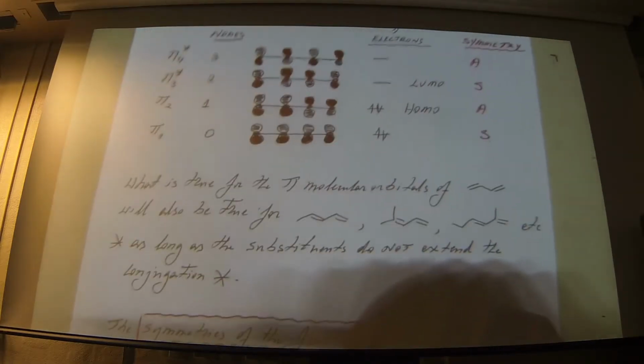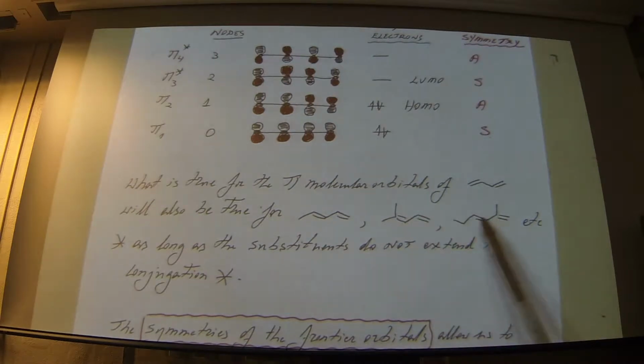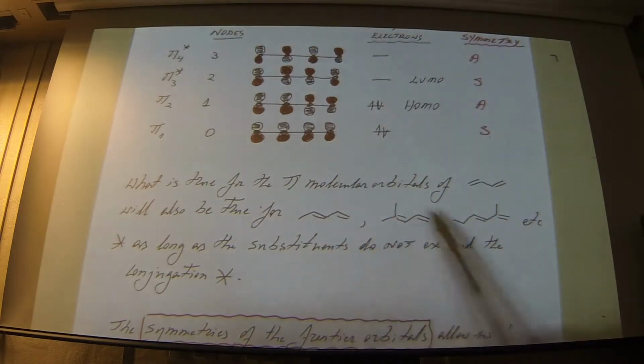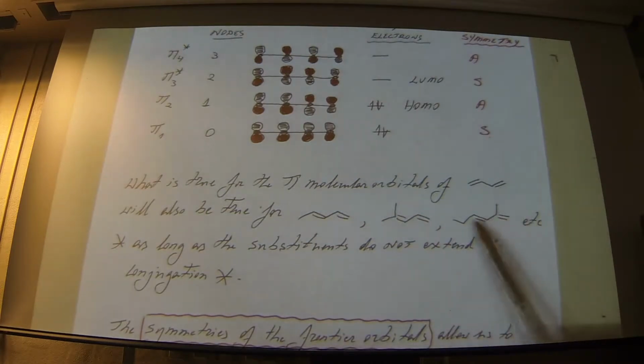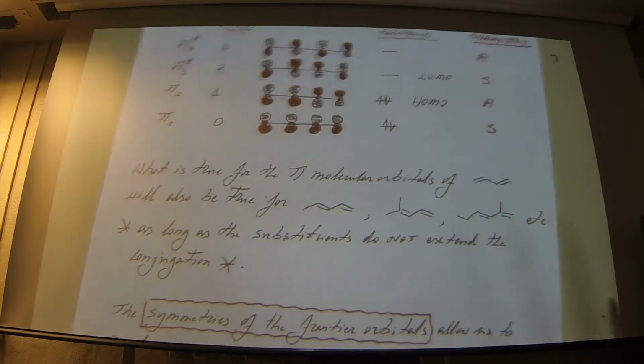The other thing to remember is that substituents on the diene are not going to alter this picture. So whether we have butadiene, methyl, dimethyl, whatever, nothing changes. Once I put another double bond in conjugation, yes, then things change. So the symmetries of the orbitals, and in fact of what's known as the frontier orbitals, which are the highest energy occupied and the lowest energy unoccupied orbitals, are going to determine the stereochemistry of these reactions, and we need to be able to predict that.